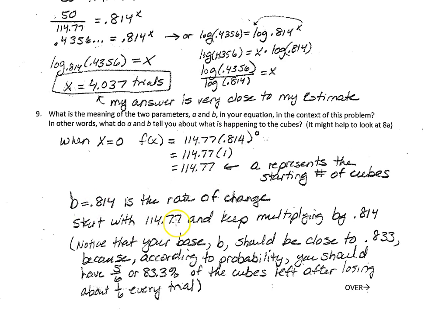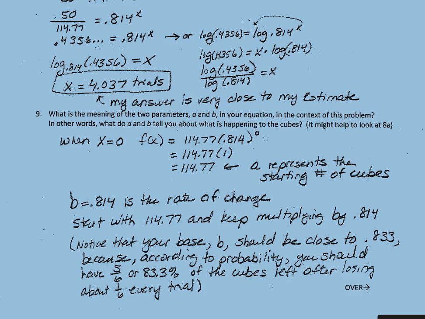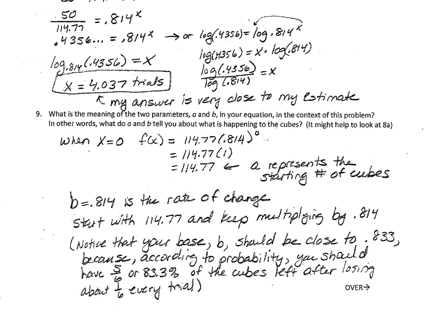If I started with my original number and kept multiplying by 0.814, then I would get a smaller number of cubes with each trial. And so, as I said before, notice that your base should be close to about 83%. Okay, let's take a look at the very last page now.